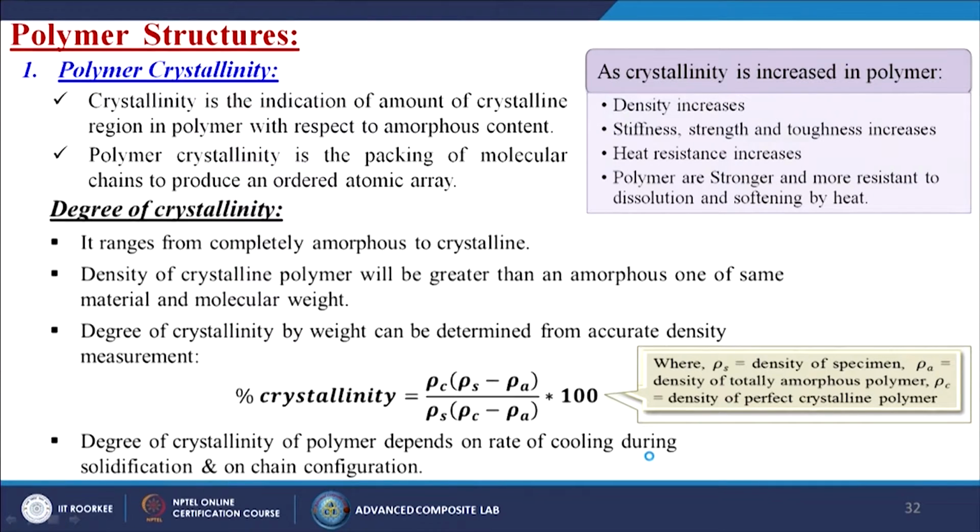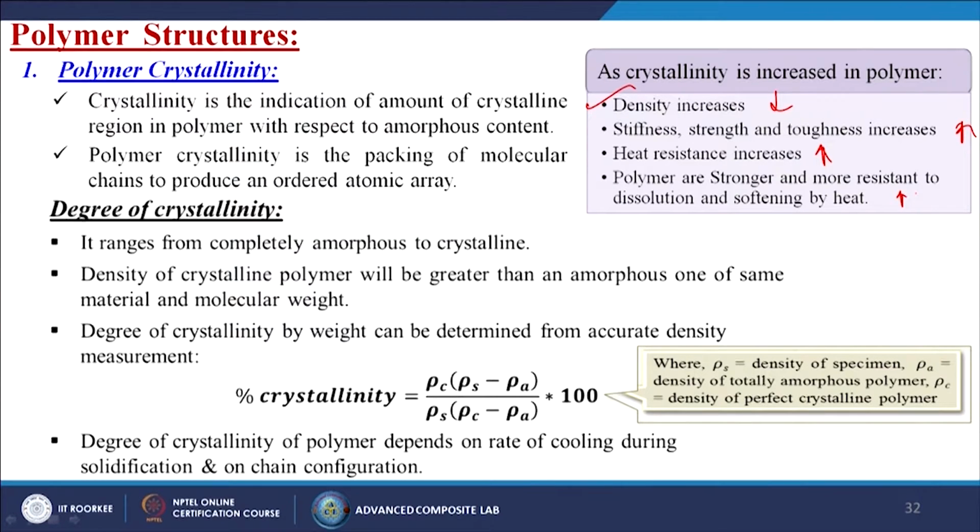What about polymer crystallinity? Crystallinity is the indication of the amount of crystalline region in a polymer with respect to amorphous content. Polymer crystallinity is the packing of molecular chains to produce an ordered atomic array. As crystallinity increases in a polymer, generally the density decreases, while stiffness, strength, toughness and heat resistance increase. Polymers are stronger and more resistant to dissolution and softening by heat.